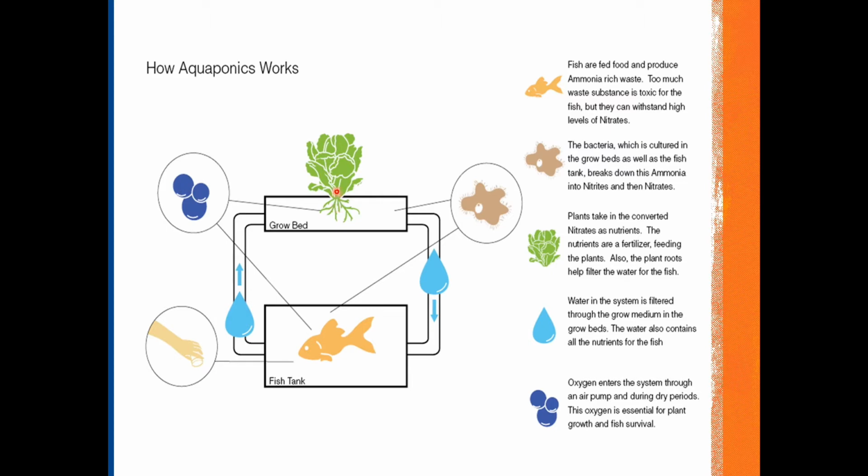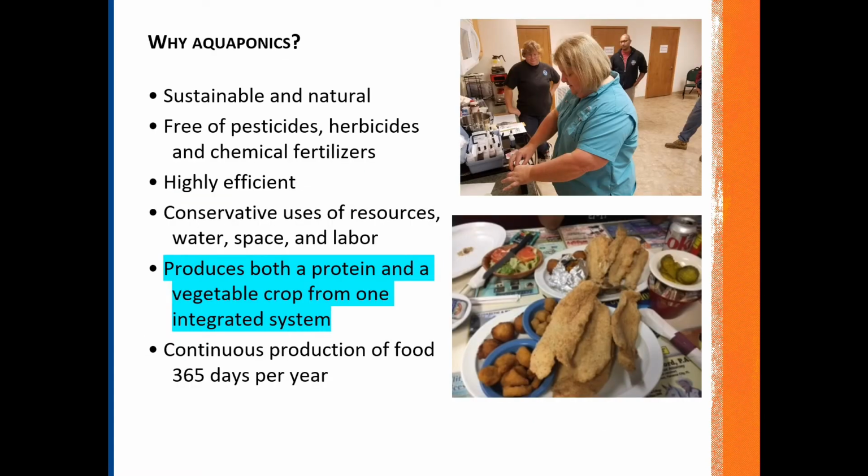So the plants will remove the nitrate from the water, using it for growth and basically cleaning the water for the fish, and the water is returned back into the fish tank. This whole process is driven by oxygen, so it's important to have oxygen in your system for both the fish and the plants.